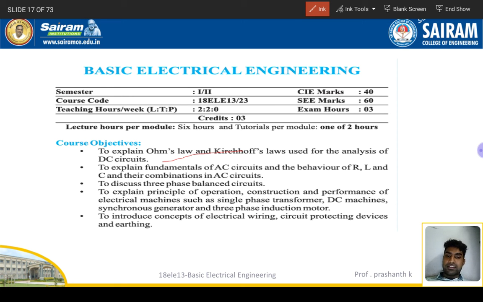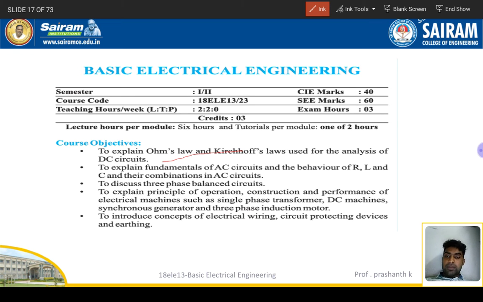So Kirchhoff's laws, in a sense, Ohm's law will be there, KCL will be there, KVL will be there. Ohm's law, after that KCL, KVL. So Kirchhoff's current law: the algebraic sum of the currents meeting at a junction is equal to 0, and KVL: the algebraic sum of the voltages around a loop is equal to 0, right? So in DC circuits we are just considering a resistive load.